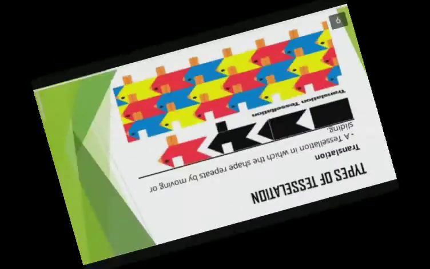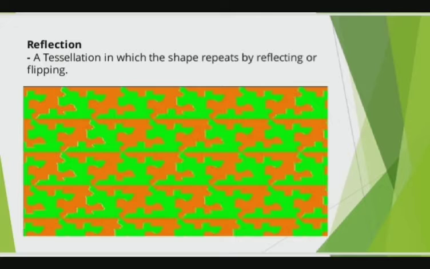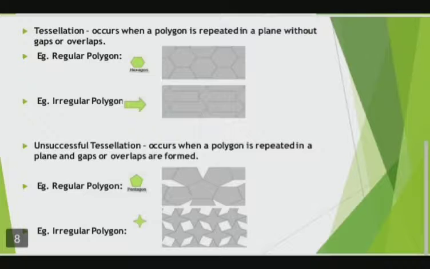The second is rotation tessellation, a tessellation in which the shape repeats by rotating or turning. Here's an example of rotation tessellation. The third one is called reflection tessellation, a tessellation in which the shape repeats by reflecting or flipping. Here are some examples of tessellation.